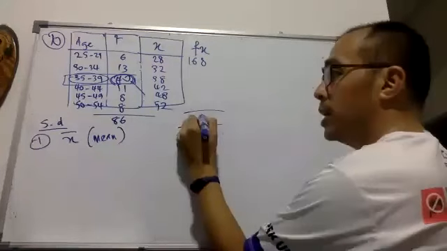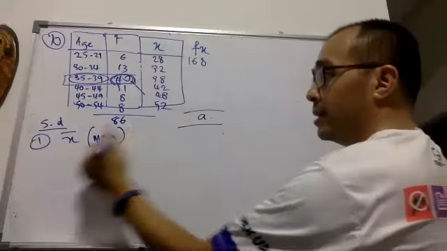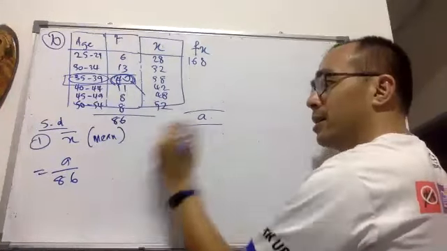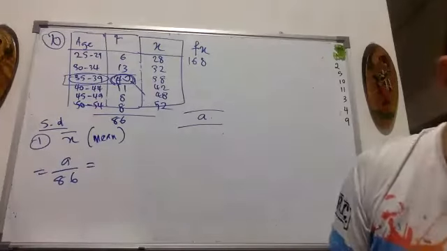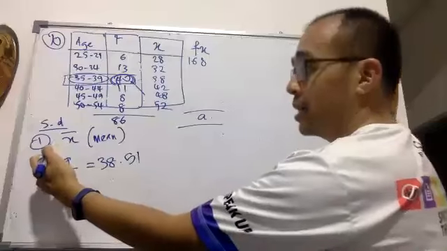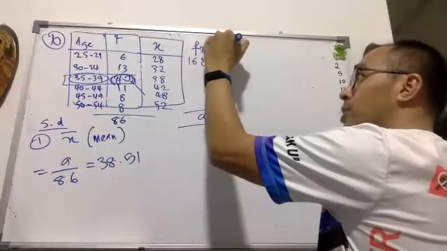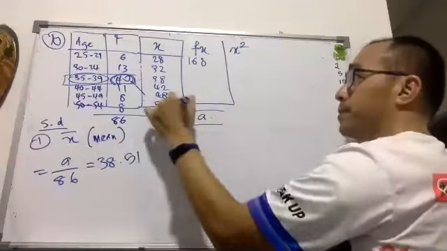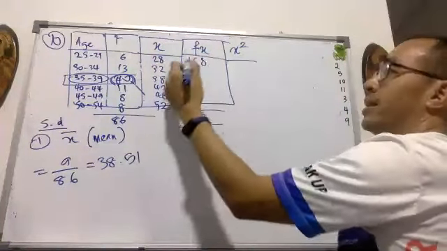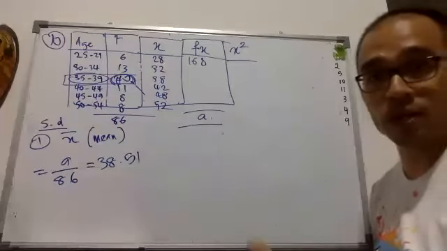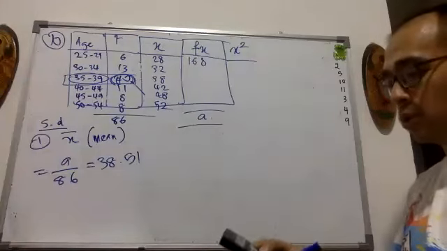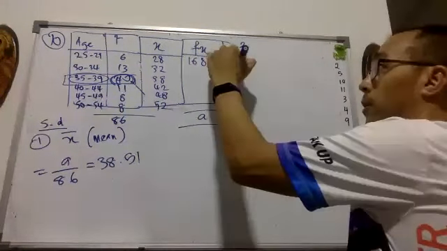Then the mean will be, I'm going to give this the value of A. The mean is A divided by 86. Whatever the total is here, divided by 86, the answer will be 38.51. You're not done, kita baru first step to count standard deviation. The next one you need to do is x squared, which is 28 squared, 32 squared, 38 squared, and so on and so forth. So 28 squared, for example, is 784.